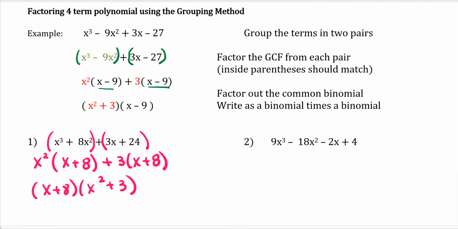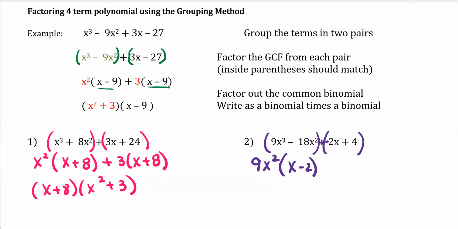Number 2, they don't have a greatest common factor. There are 4 terms, so we will factor by grouping. We will group the first 2. You will notice that this is a negative 2x. We need to make this a plus and attach the negative to the 2x. We'll now look at our greatest common factor for each set. So we have 9x squared.